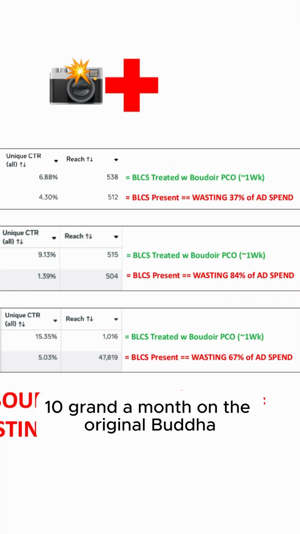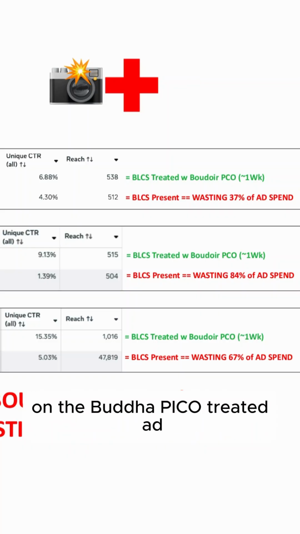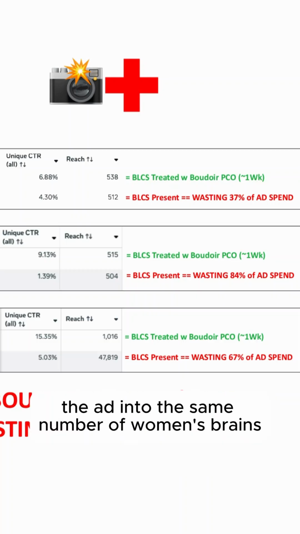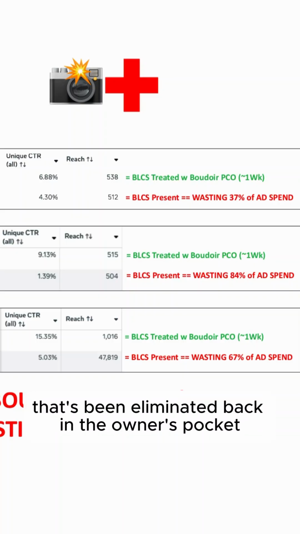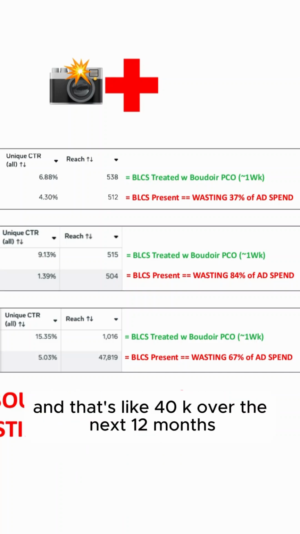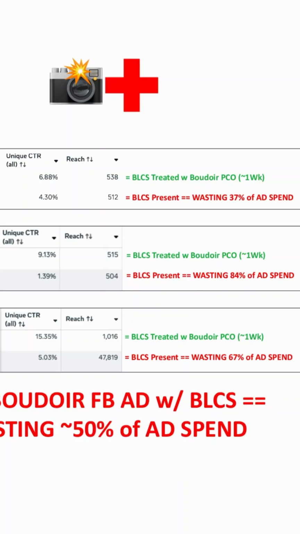So if they're spending 10 grand a month on the original Boudoir Facebook ad, now they only need to spend 6,300 bucks a month on the Boudoir PICO treated ad in order to get the ad into the same number of women's brains in both scenarios. So 3,700 bucks a month of wasted ad spend is eliminated, back in the owner's pocket. They no longer have to spend it, kind of like a phantom profit. That's like 40K over the next 12 months without having to do any extra work.